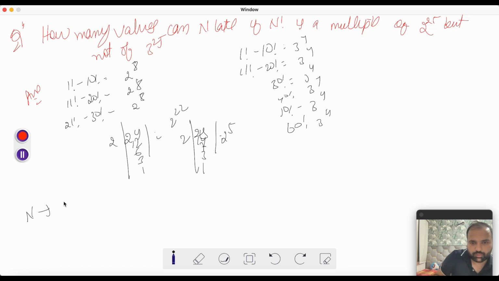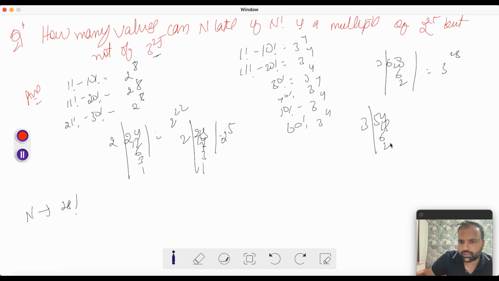N is a multiple of 2 to the power 25. What does it mean? N is a multiple of 28 factorial, but n is not a multiple of what? 3 to the power 25. So we need to see what factorial carries 3 to the power 25. In 60 factorial, how many are we getting? 26 to 28 we are getting. So less than that. In 58 there is no 3, in 59 there is no 3. 54 factorial, if we check, 18, 6, 2. So we are getting 26.